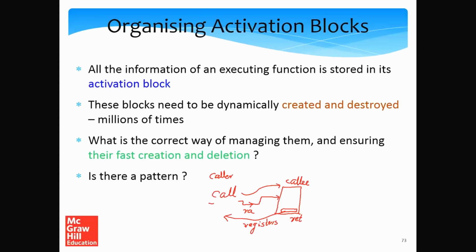So the question now is that all the information of an executing function that is stored in the activation block has to be created millions and millions of times during the execution of a program. The reason being that function calls are very common instructions, and even in 1 second, millions of times functions are called. So we need a way of managing activation blocks, ensuring their very fast creation and deletion. And we need to look at a certain pattern to make this a very quick operation.